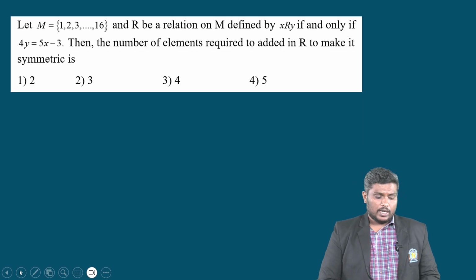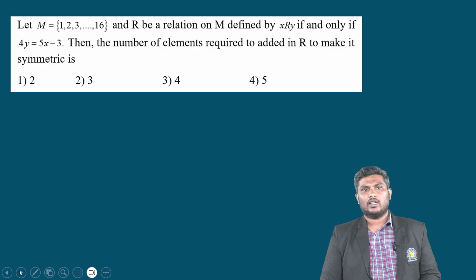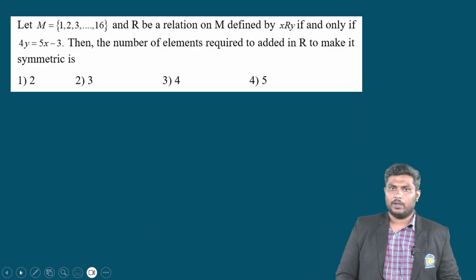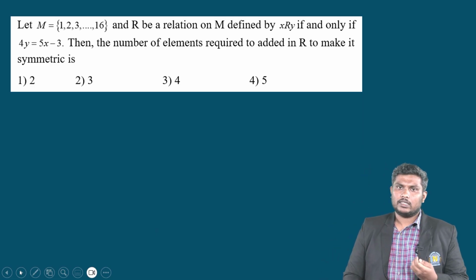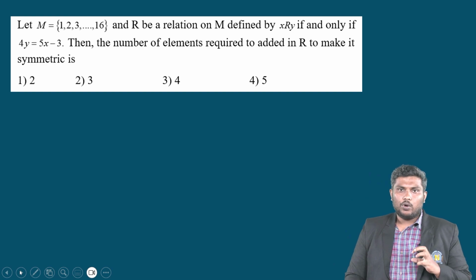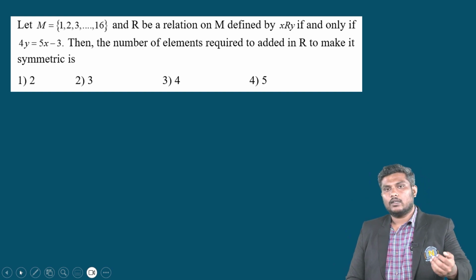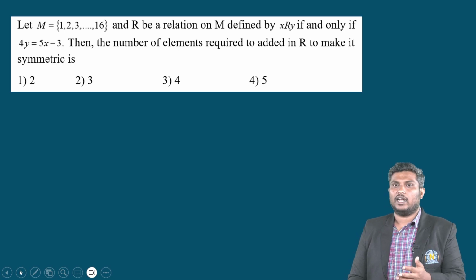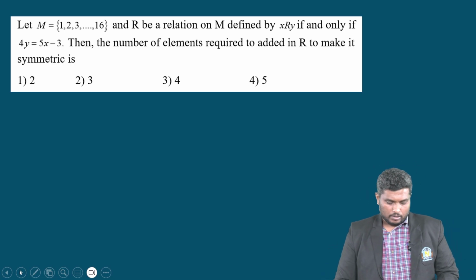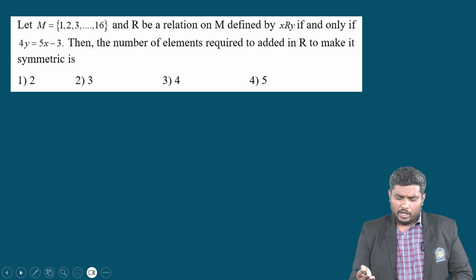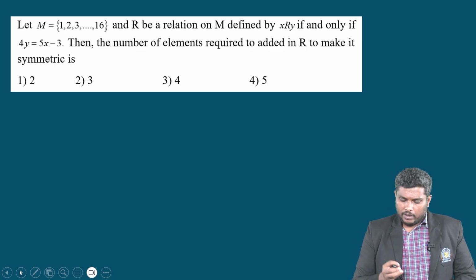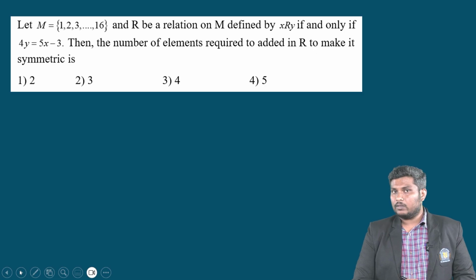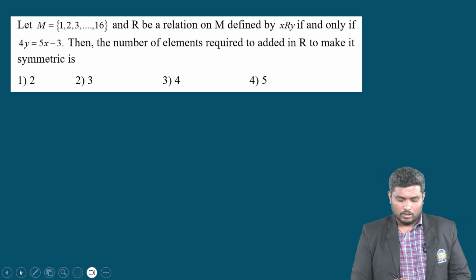Once again, there is always a question from relations every year, every shift, every paper. What you have to learn is the types of relations, and how to make certain relations by adding a few elements so that they become symmetric or reflexive or transitive. In this question, this is a slightly moderate question, not a straightforward one, but if you spend enough time on this, an average person could also easily solve it.